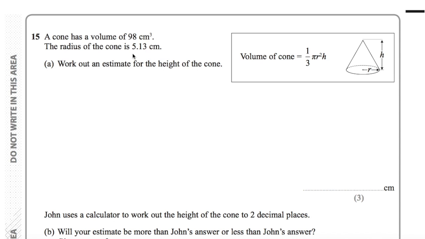Question 15 says a cone has a volume of 98 centimeters cubed. The radius of the cone is 5.13 centimeters. Work out an estimate for the height of the cone, and they give you the volume of the cone there. So what we have to do is take these values, put them into this equation, and then solve for h. So let's take the volume. So the volume, which is 98, equals a third pi times the radius squared, and here we've got the radius of 5.13 squared multiplied by the height, which we're trying to find.